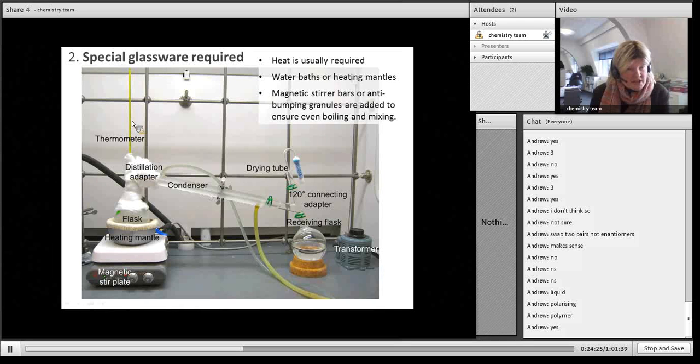There's a thermometer that you use because you've got to check at what boiling point the substance comes over, and then you collect it over here. This is done under a dry system. It might be we're collecting something that isn't allowed to come into contact with water. But this is what we call a distillation setup.